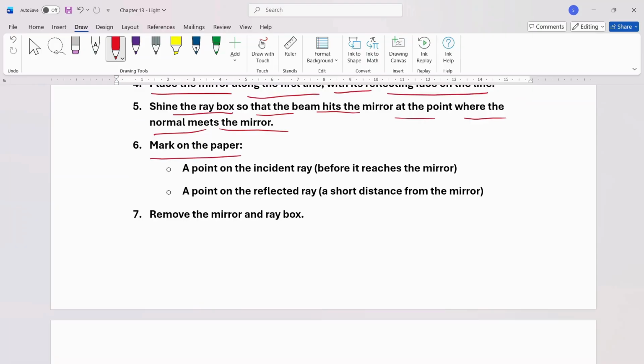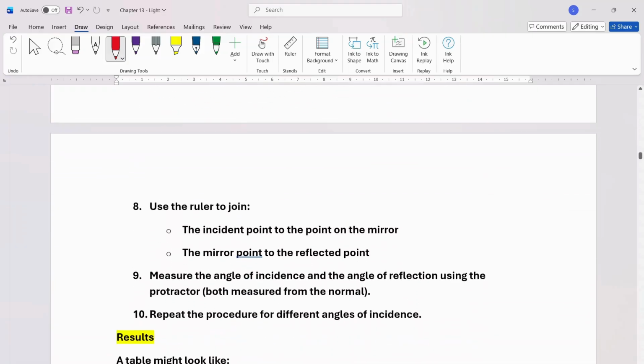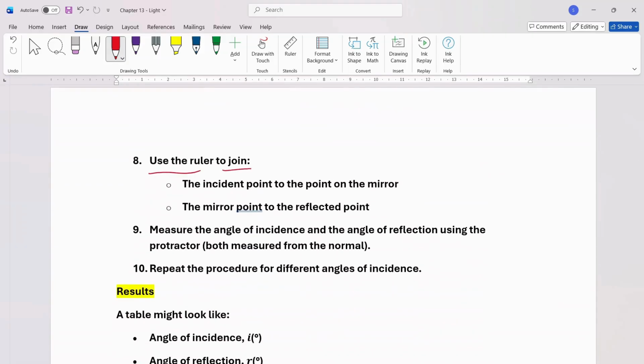Mark on the paper a point on the incident ray before it reaches the mirror, a point on the reflected ray a short distance from the mirror, and then remove the mirror and the ray box. Now use the ruler to join the incident point to the point on the mirror, and the point on the mirror to the reflected point. Measure the angle of incidence and angle of reflection using the protractor, and both are measured from the normal. Repeat the procedure for different angles of incidence.